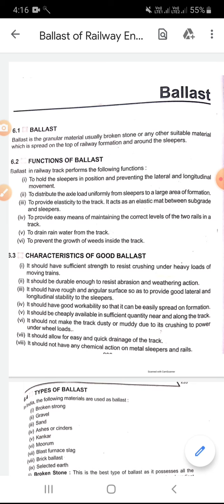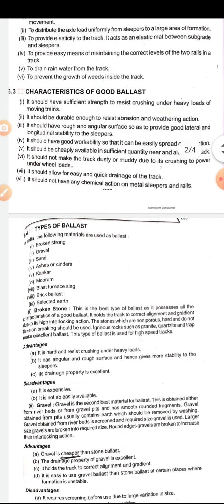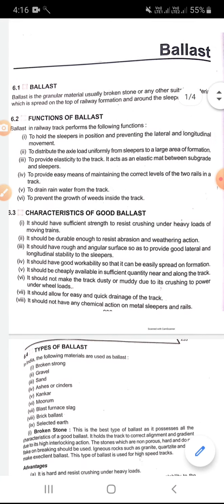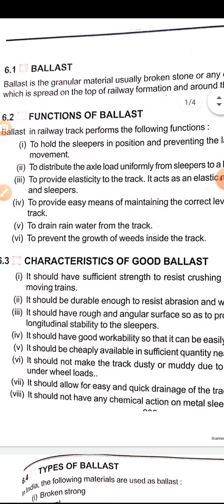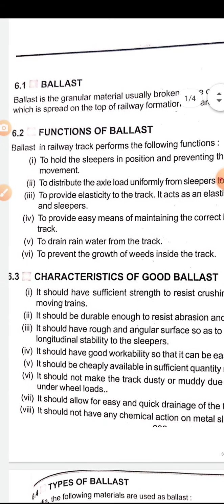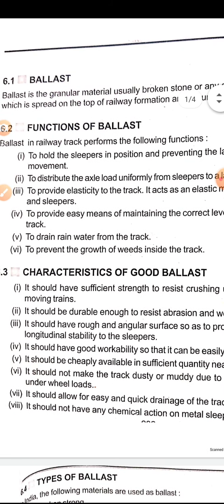Okay, function of ballast, very important. The question arises in the semester: function of ballast, definition of ballast, characteristics of good ballast, types of ballast, advantages, disadvantages. Function of ballast: ballast in the railway track performs the following functions.